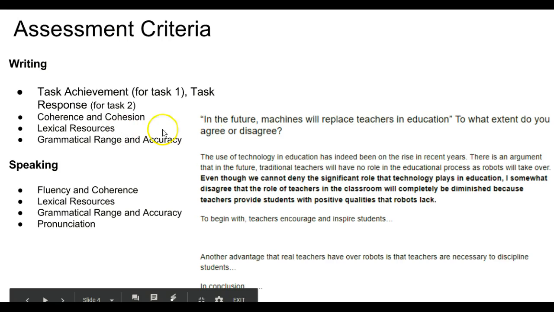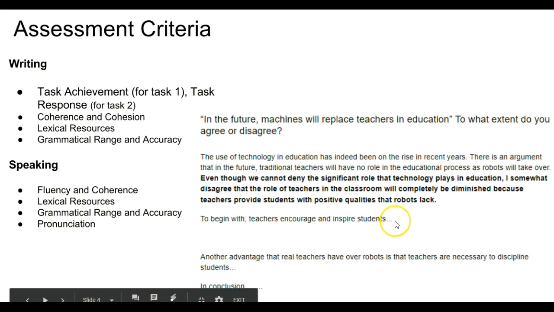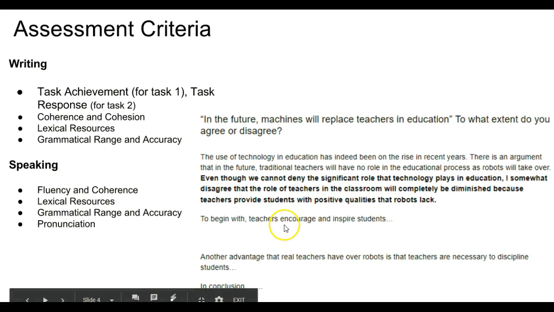Coherence and cohesion means that your topic sentences in each of the body paragraphs are strongly connected and strongly supporting the main idea or the thesis statement that you have at the end of the introductory paragraph. It also means that each of the body paragraphs focuses only on one idea. You're not going to include 2 reasons in one paragraph.